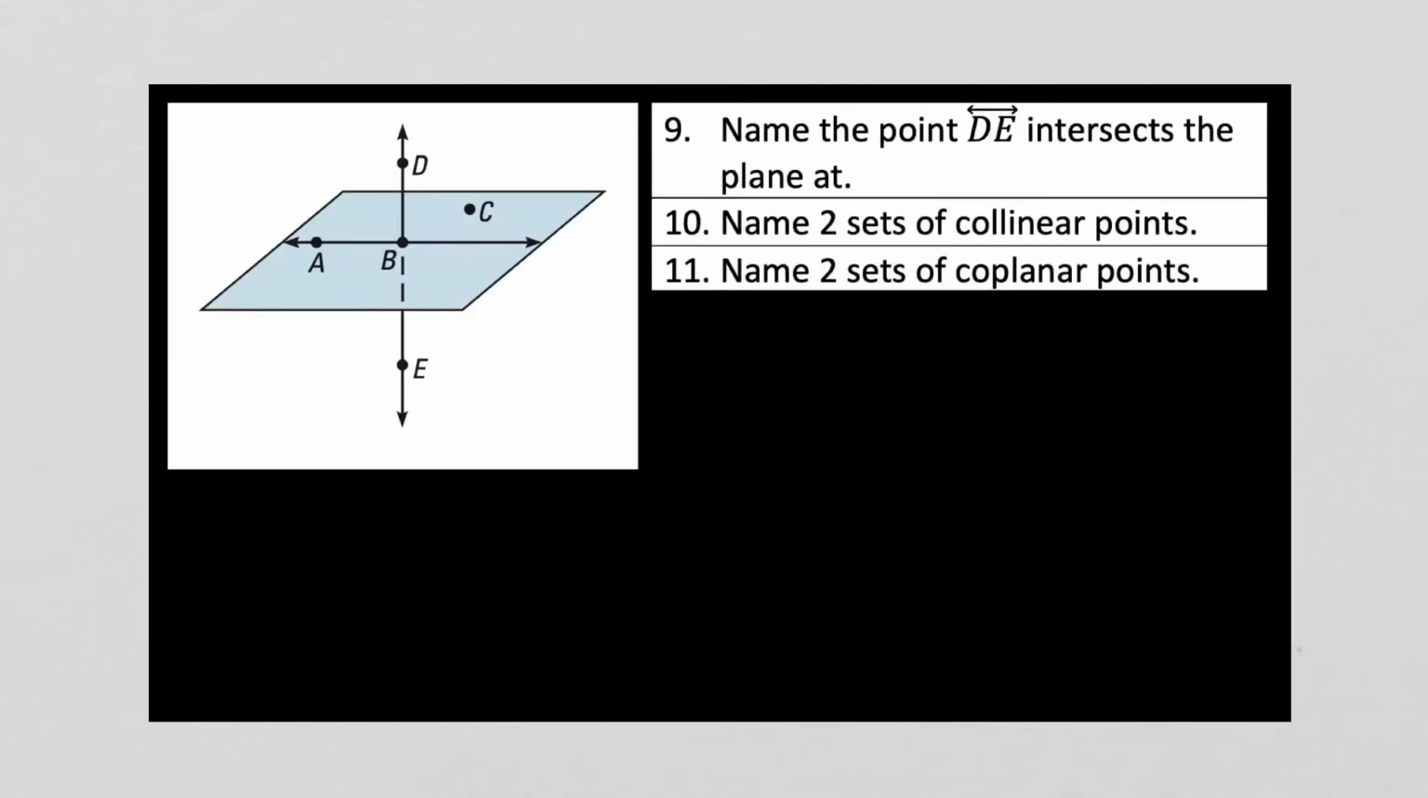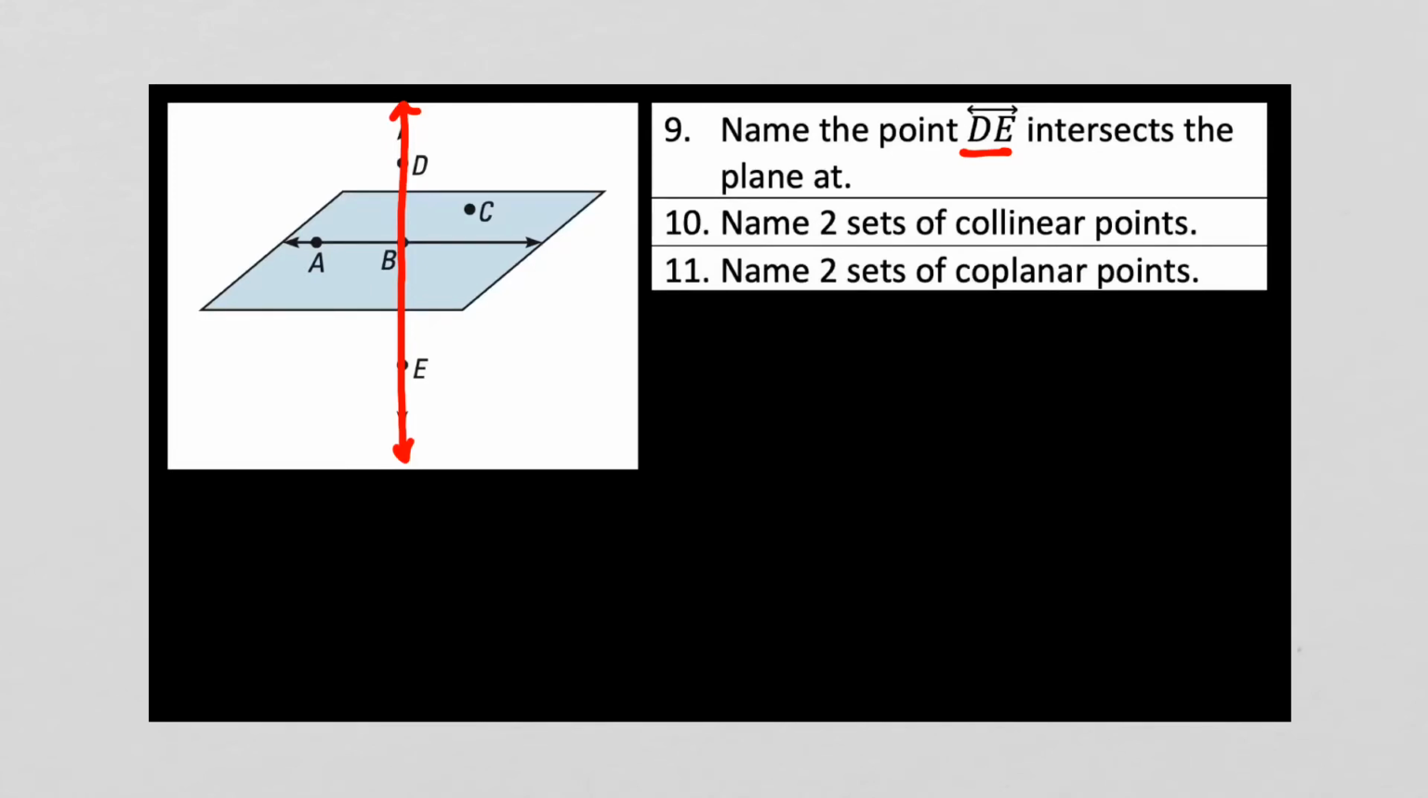So for these next 2 diagrams, the questions are a little different. I just wanted to give you a variety of questions. So number 9, I tell you to name the point that line DE intersects the plane at. So when I look at this diagram, I'm going to highlight or draw in red where line DE is. I know that because the name DE tells me what points it goes through.